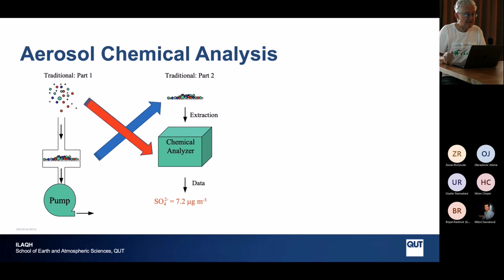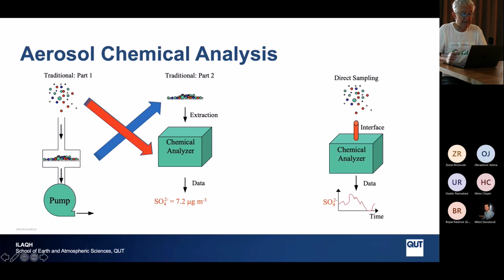So the main thing is, can we skip and go directly from the gas phase into our spectrometer? The whole point of aerosol chemical analysis is to skip this collection and extraction part and bring your sample directly into the chemical analyzer. And this is what brings us to so-called direct sampling.